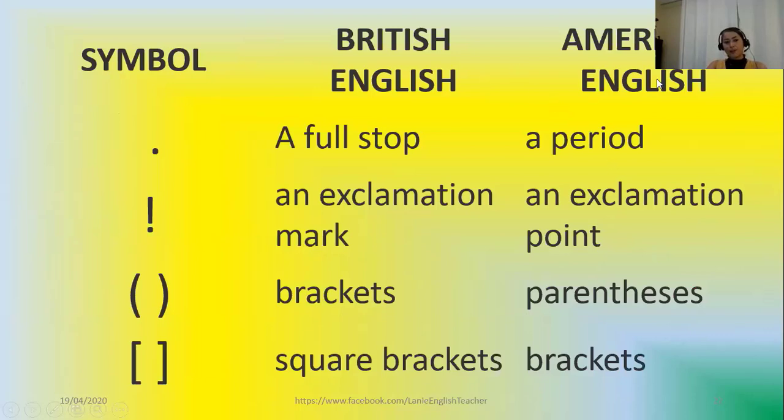Alright, so here we have British English versus American English. For a symbol like this, in British English it is called a full stop and period in American English. And for this symbol, it is called an exclamation mark in British English and an exclamation point in American English. What about this symbol? It is called brackets in British English and parentheses in American English. And the last one is called square brackets in British English and brackets in American English.